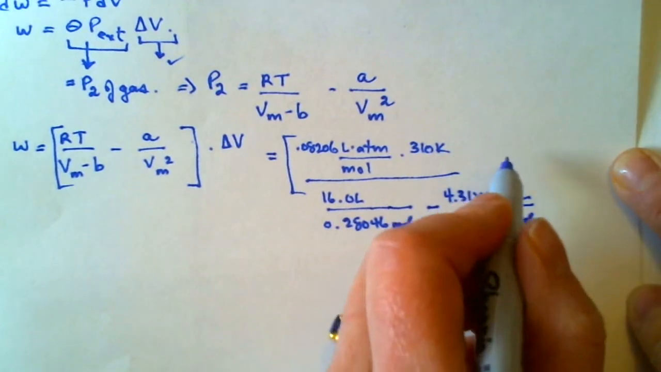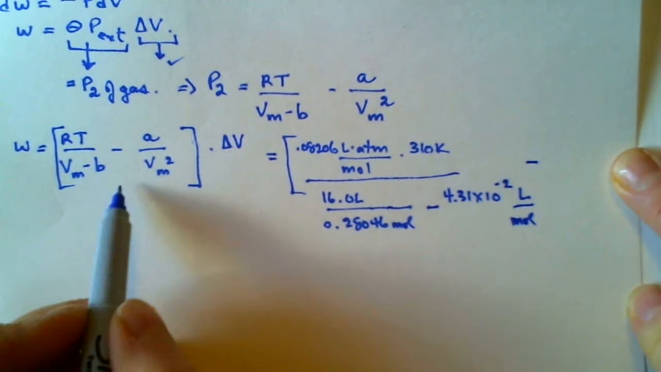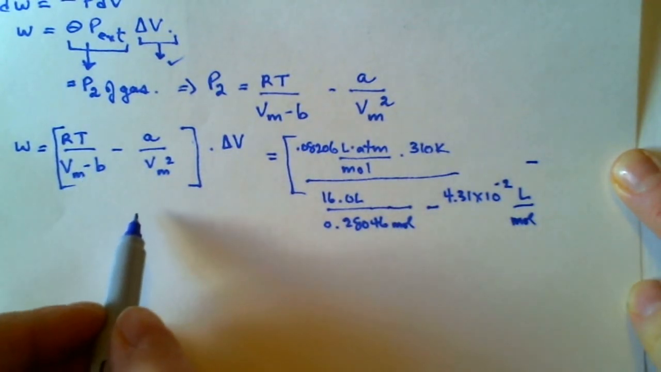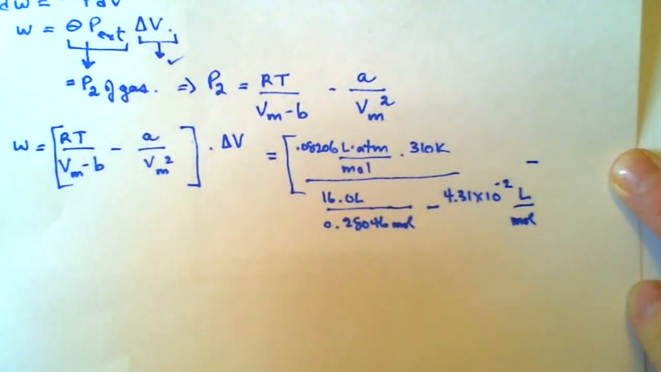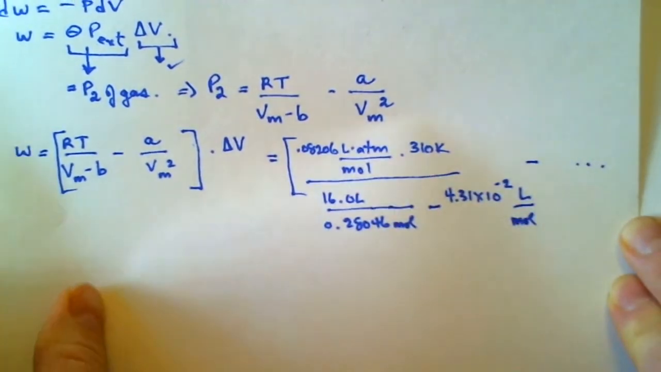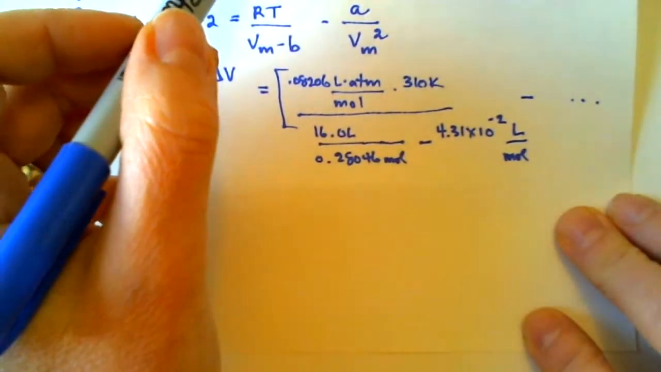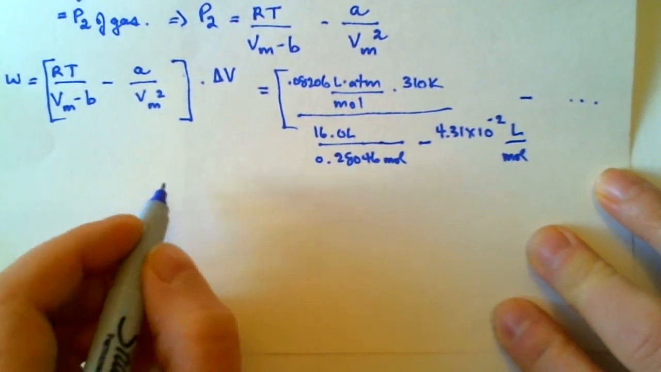All of that is this first term. And then I have a minus A over Vm squared, which is what I just did up there. And I can't fit it in on this paper, so I'll keep going. Yeah, we just calculated it up there, and I have a value, but anyway, I'm going to write it out again for you.